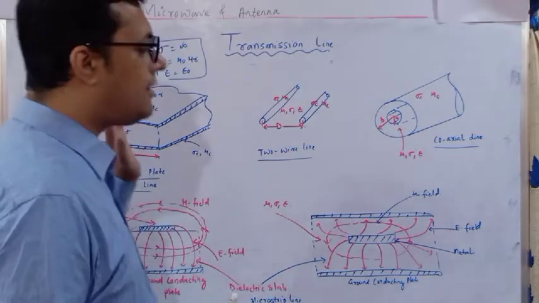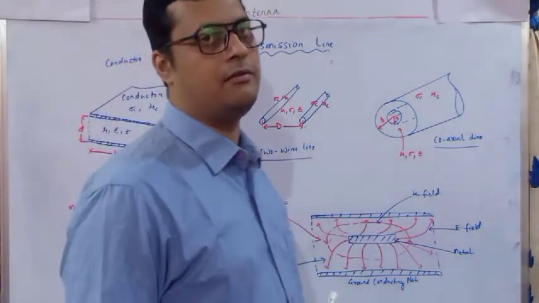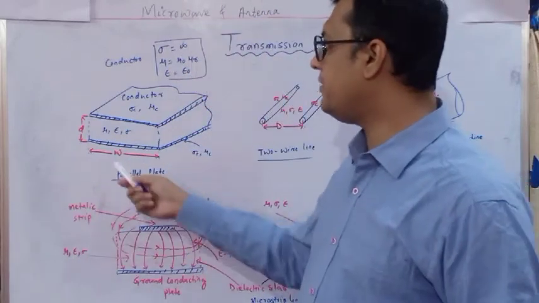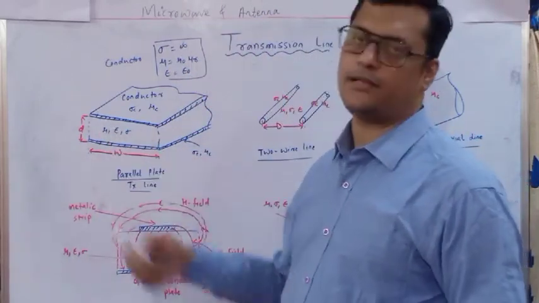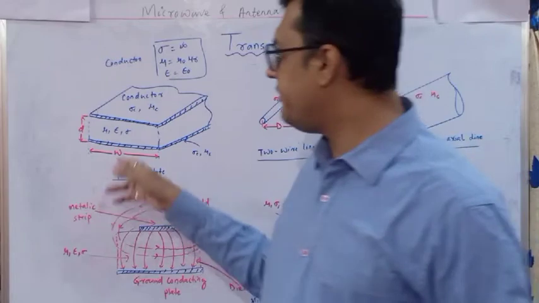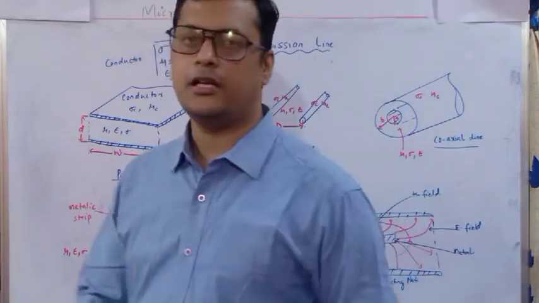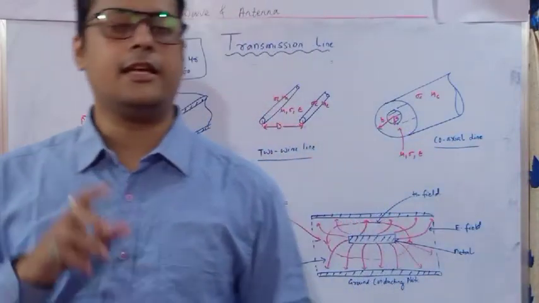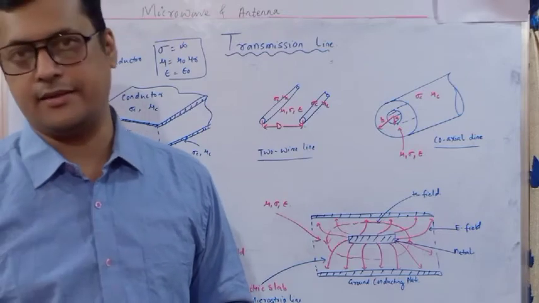Okay, so these are the characteristics of a parallel plate. Now what is the characteristic? Width is W and the separation is small d. Now if width is W and separation is small d, it is easy to calculate the parallel plate capacitance value.